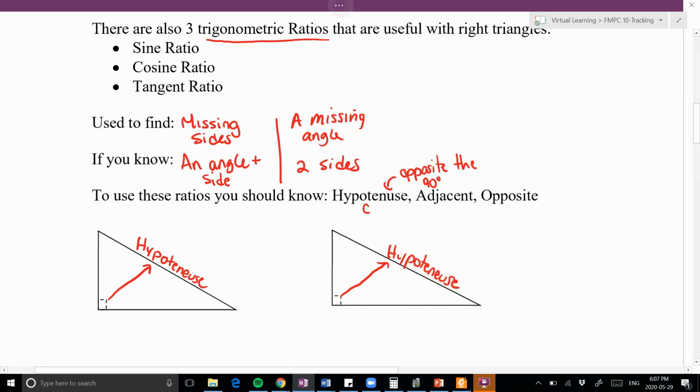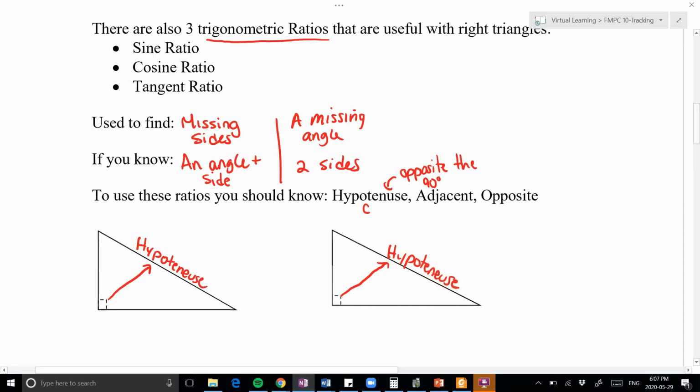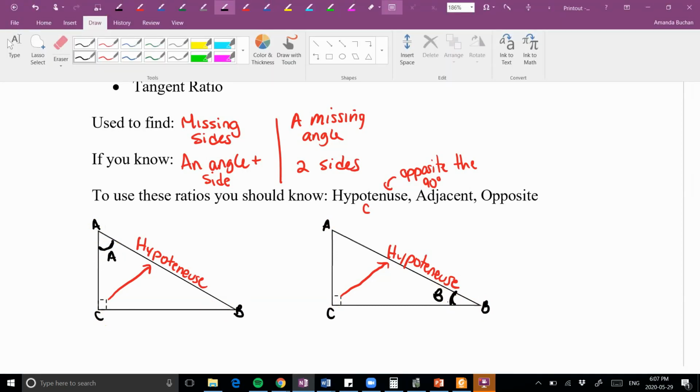Now the opposite and the adjacent change depending on what angle we're looking at, because they are opposite and adjacent to a specific angle in the triangle. For this first one, we're going to look at this one, which we're going to call A. This is going to be triangle A, B, C, and this will be A, B, C. In this first triangle, we're going to be looking at angle A, and in this second triangle, we're going to be looking at angle B.